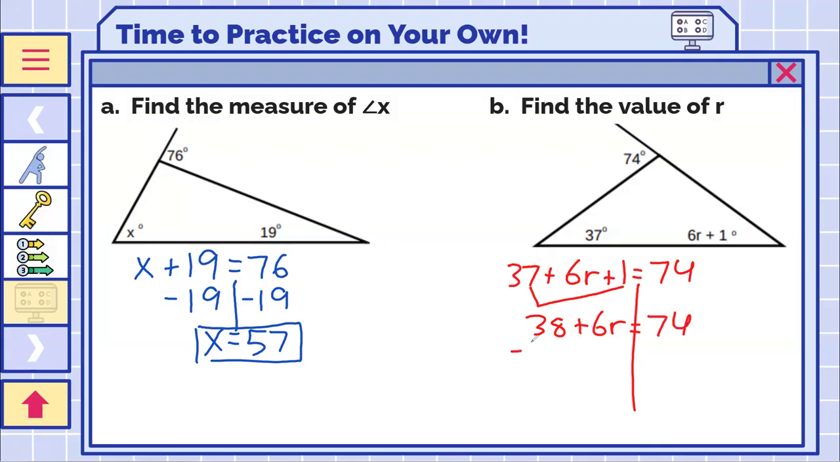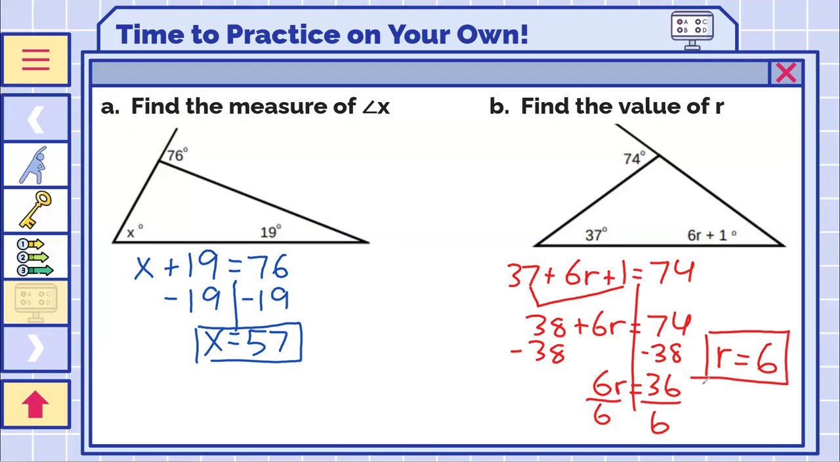If you then said, well, I need to take away 38 from both sides, you would have been absolutely correct. We'd have 6r on the left. On the right, you should have gotten 74 minus 38 is 36. Lastly, if you decided to divide both sides by 6, you would have been absolutely correct, and you should have gotten that r is 36 divided by 6 is 6. So if you got that r is 6, then you solved that more complex situation correctly.